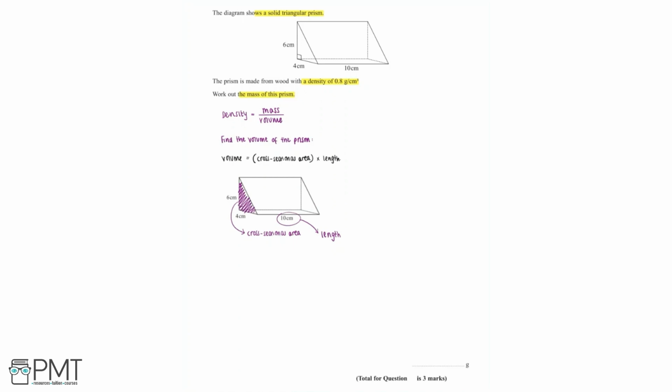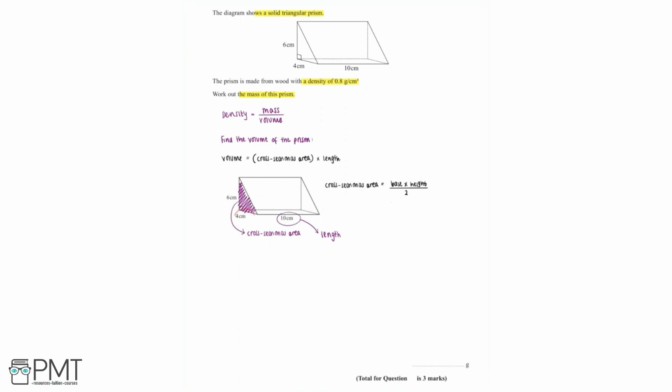Now this diagram might help. We can see that the triangle is our cross-sectional area, and we have a length of 10 centimetres. We need to work out this cross-sectional area. The cross-sectional area would be equal to the area of the triangle. To find the area of a triangle, we do the base multiplied by the height and then divide by 2. And so our cross-sectional area can be found by doing the base of the triangle multiplied by the height of the triangle, all divided by 2.